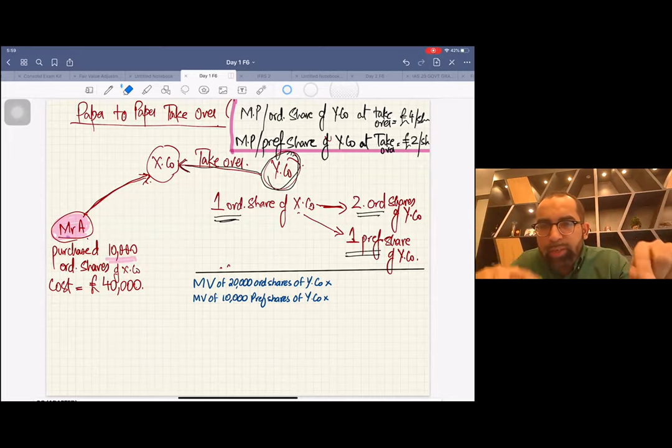Now, Mr. A immediately called the tax department to ask, do I need to pay any tax? The tax department said, no, you don't need to pay any tax because you didn't receive any cash. This is a pure share exchange. You didn't realize anything. Okay. So now how many new shares did Mr. A receive? See, one for two for ordinary shares. That means double.